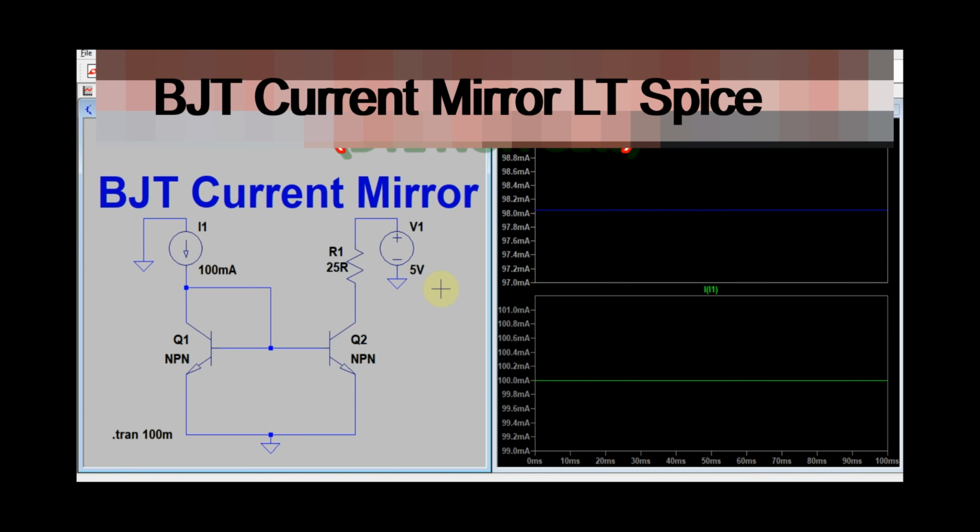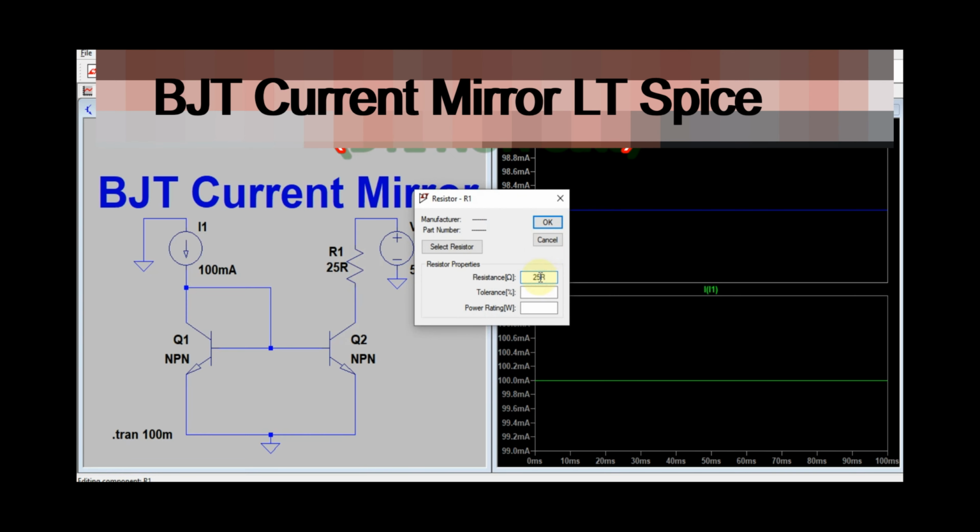So what does it mean? As per calculation, 5 divided by 25 means there should be 200 milliampere flowing through this resistance R1, but the current is constant, approximately equal to I1. So the current flowing through this branch is approximately equal to the current flowing through the other branch, even when you are increasing your load, that means lowering the resistance value. So let me reduce the load resistance to 1 ohm.